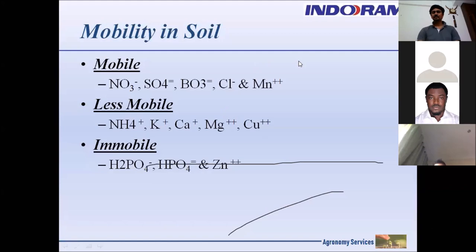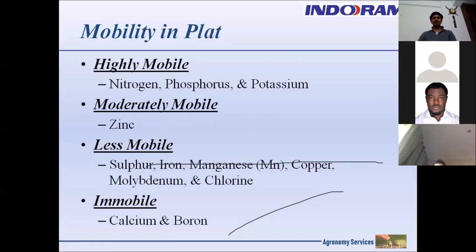The next comes mobility of essential plant nutrients inside the plant. First, we talked about mobility in soil. The complete process is that the fertilizer is there, and the moment you apply the fertilizer in the field, the concept of mobility in soil comes into action. The next is mobility in the plant, which comes after absorption. Once the root absorbs these nutrients, the mobility of these essential plant nutrients inside the plant comes into the picture.